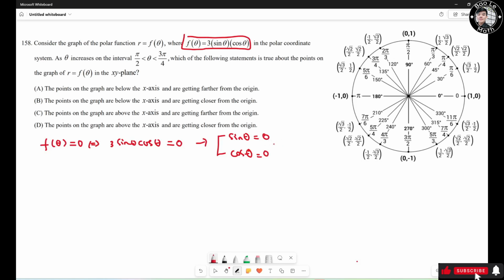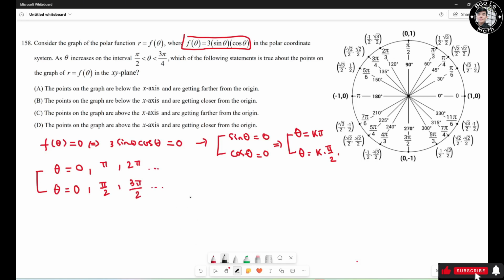Now if sine theta equals 0, theta equals k pi, and cosine theta equals 0, theta equals k times pi over 2, where k is an integer. If k equals 0, you get 0 for the first one and 0 for the second one. K equals 1, you get pi, and on the bottom, you get pi over 2. K equals 2, you get 2 pi, and for this one, you get 3 pi over 2, etc. Alright, now I have the zeros, I need to draw the number line.